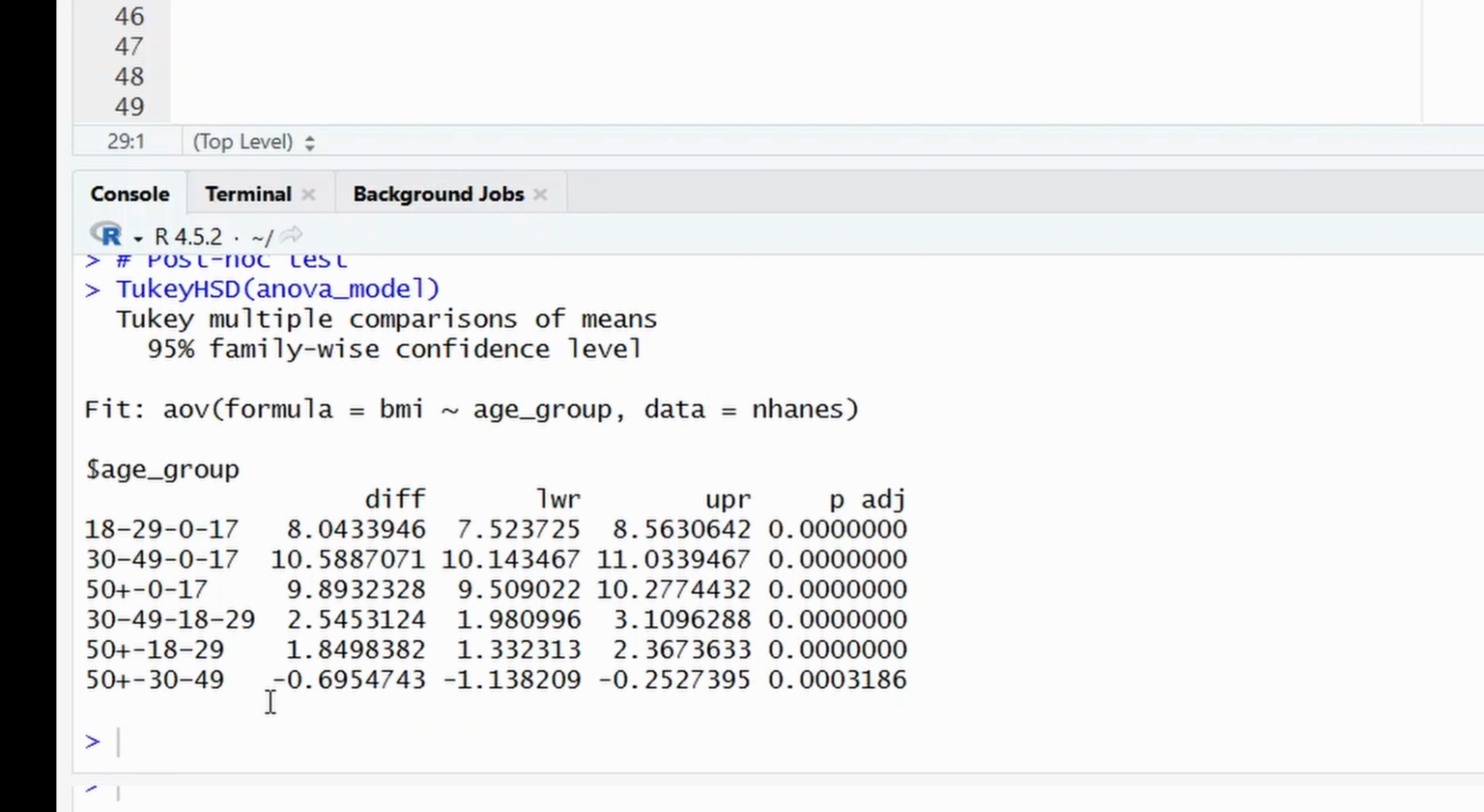In the next video, we'll shift from continuous outcomes to categorical data and learn how to test associations using the chi-square test. This method is widely used in epidemiology to study relationships between categorical variables.